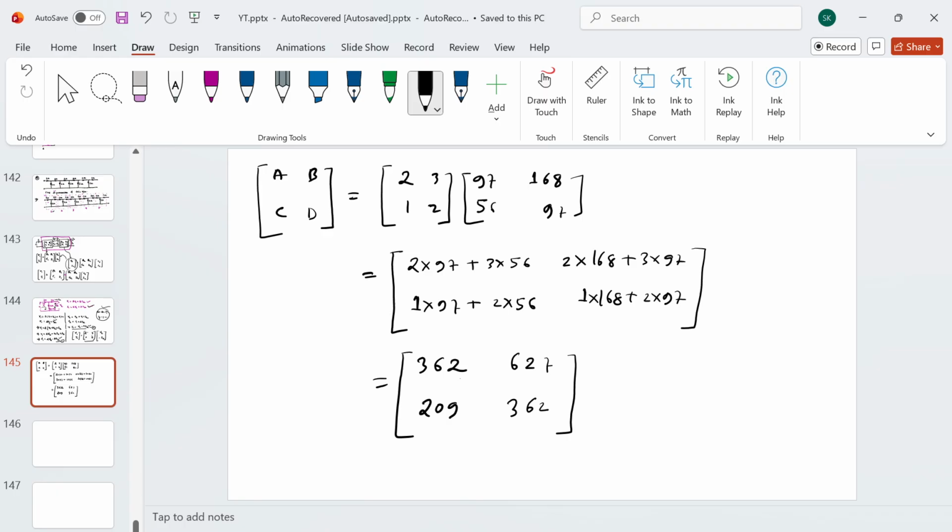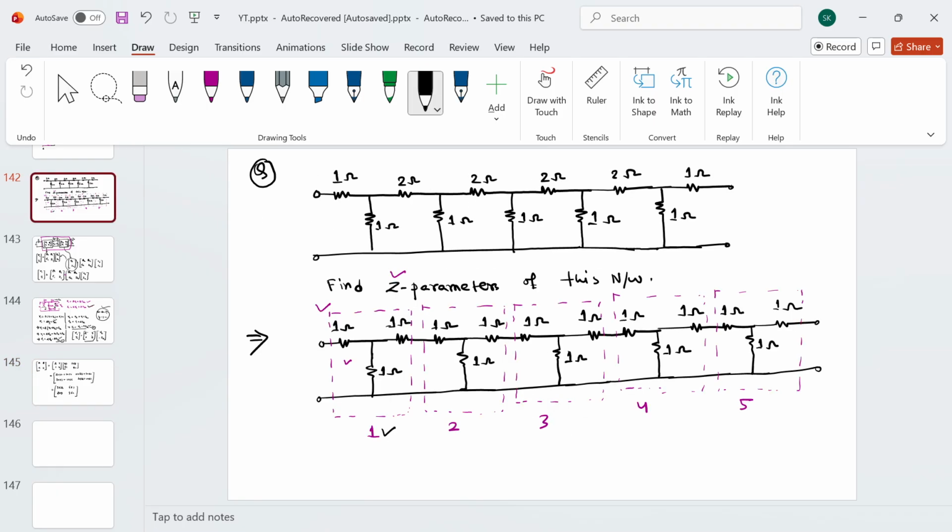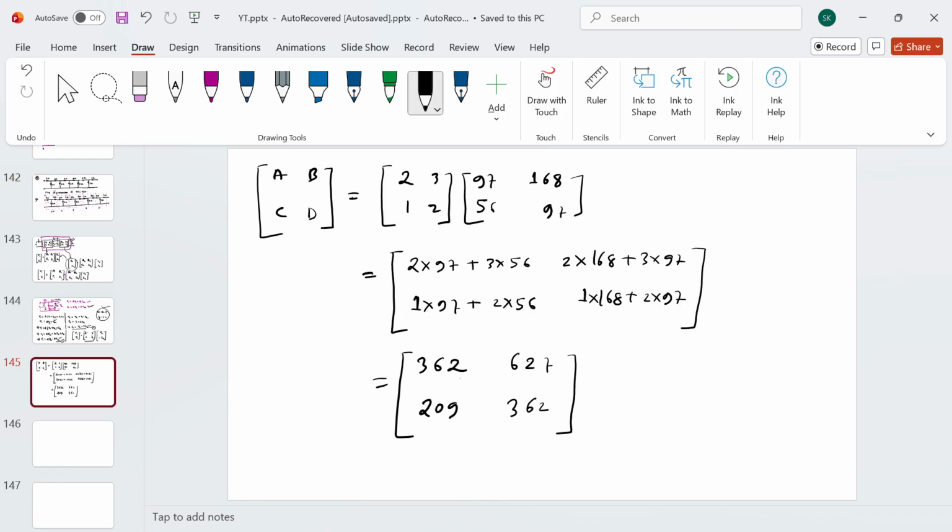Yeah. So A and D is same and AD minus BC is also 1. So this is the overall ABCD parameter of this particular network. But I need to find out the Z parameter of this network, not the ABCD parameter. So how to proceed with that?